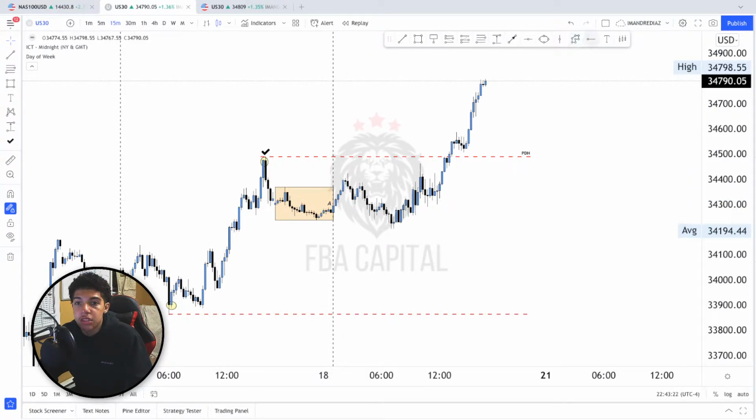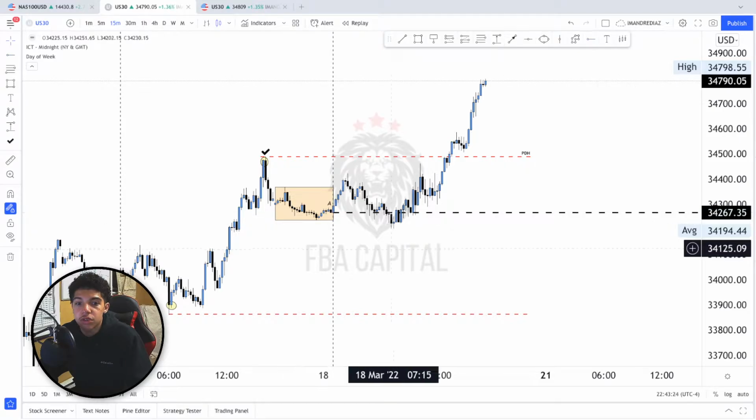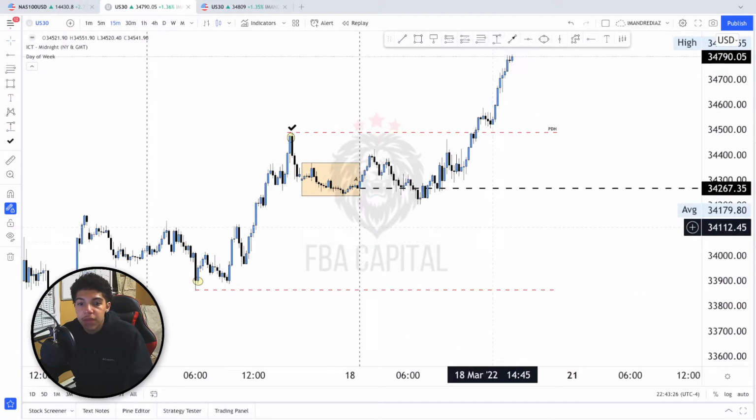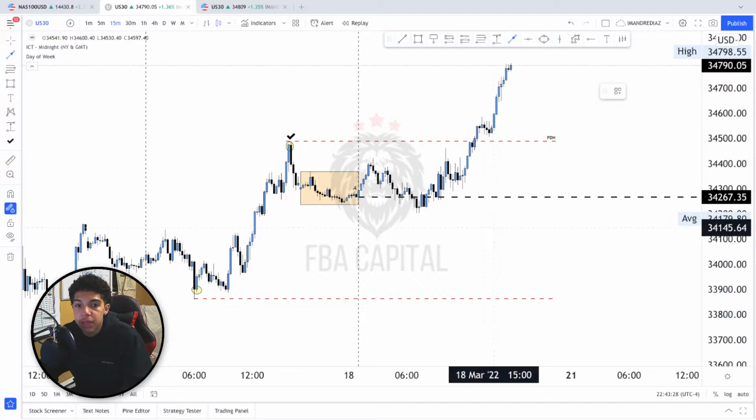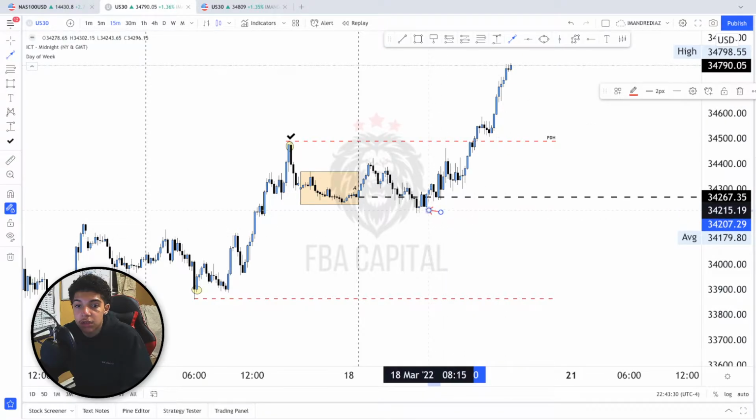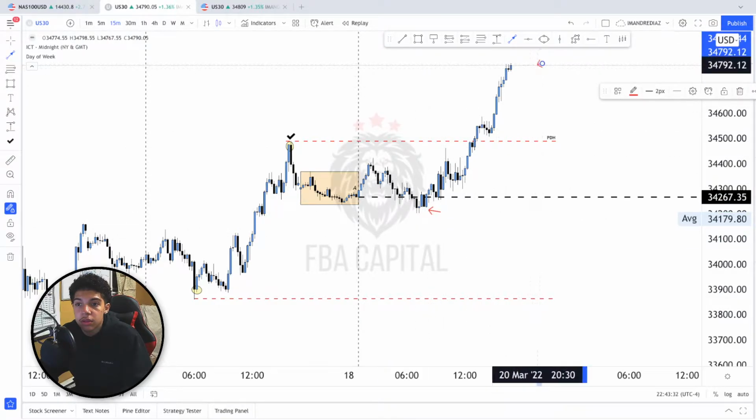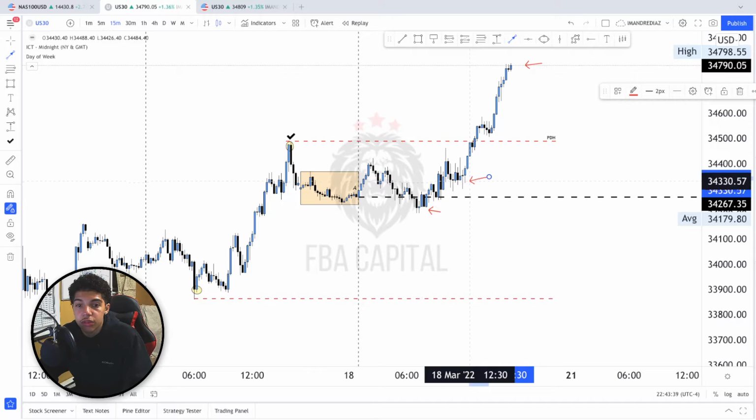But the last part of this outline is going to be the 12 a.m. open, which is going to be right here. So now we have this overall outline. The areas I want you to be paying attention to are this low, this high, and then these highs and lows right here. Also right in this area right here.